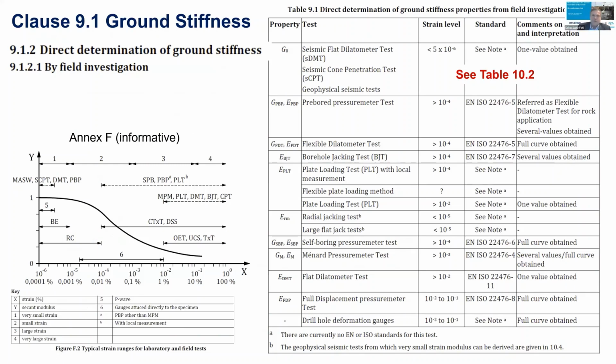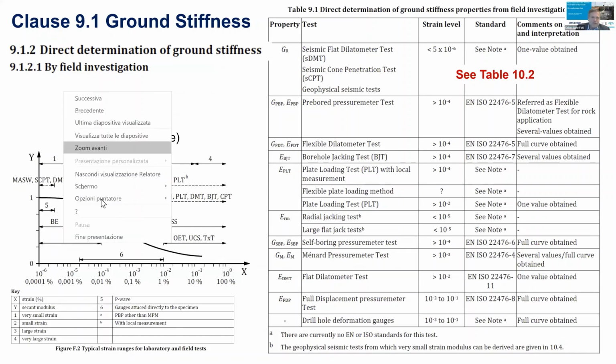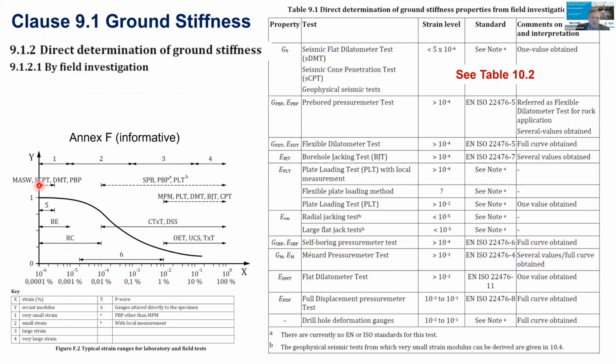of tests. They are reported for the direct determination in table 9.1, and they range, again, as said before, from in situ tests, specifically geophysical tests for the very small strain shear modulus, so at the very beginning of our stiffness decay curve, to other possible tests on site that I describe here that provide the possibility of exploring the stiffness at different strain levels. So they are reported again in this graph that comes from Annex F.